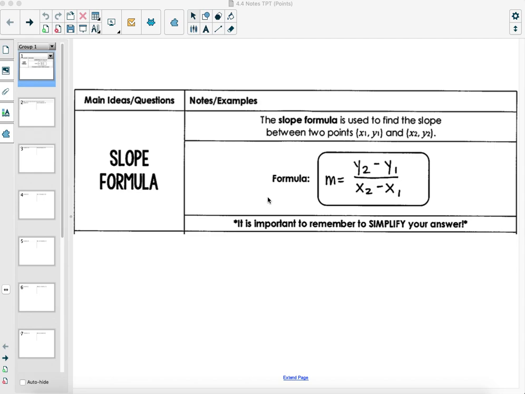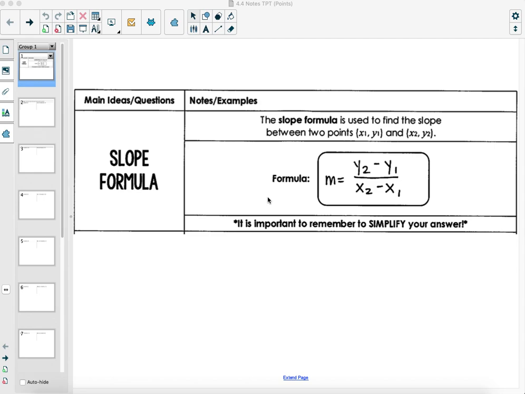Welcome class to today's lesson on slope and using the slope formula. The slope formula is used to find the slope between 2 points, which are called our x1 and y1, that's the x and y value of the first point, and x2 and y2, those are the x and y values of the second point.